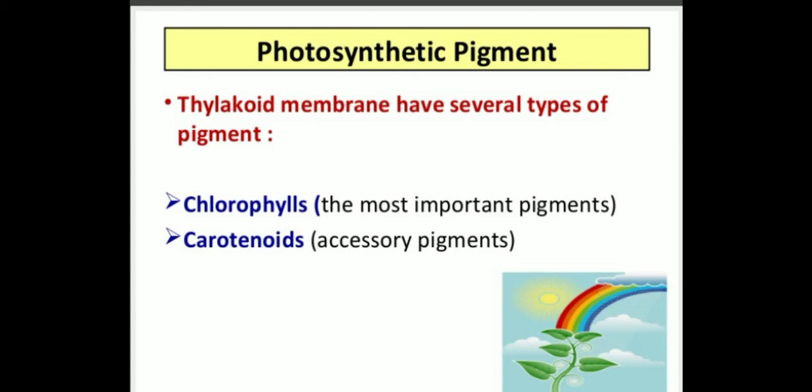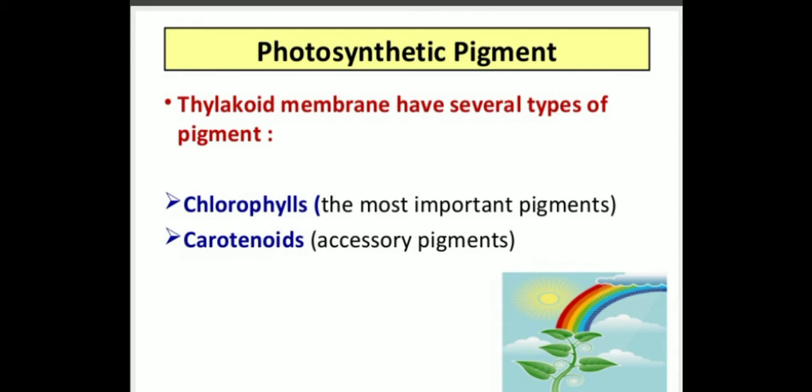Continue with topic photosynthesis. Today we will discuss photosynthetic pigments. The photosynthetic pigments are present in the chloroplasts. The thylakoid membrane of chloroplast has several types of pigments, that is chlorophylls and carotenoids.